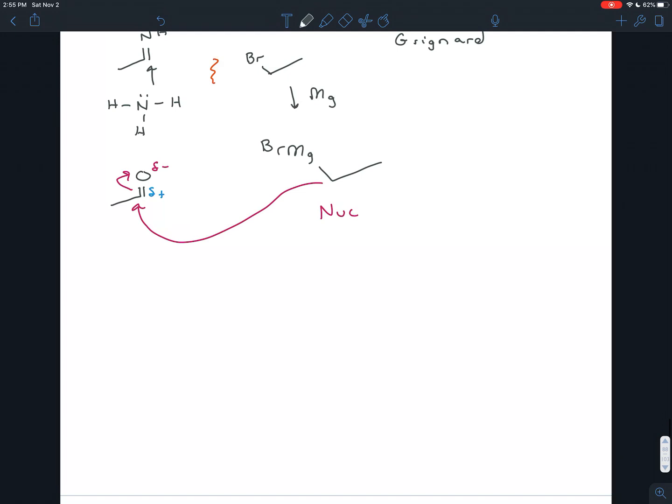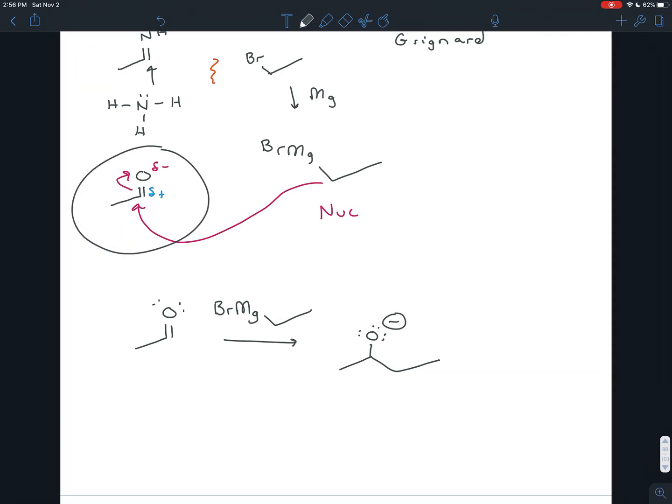Okay, so that's how we can get the right carbon chain. If we take acetaldehyde and react it with ethyl magnesium bromide, that ends up giving us the 4 carbons. The oxygen now just has a negative charge. Right, if you follow this, we have 1, 2, 3, 4, 1, 2, 3, 4.